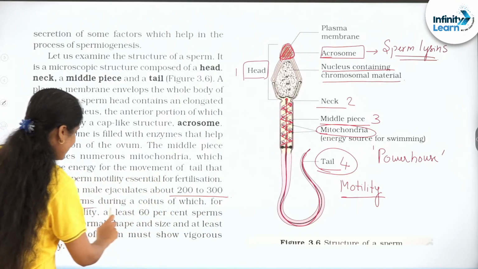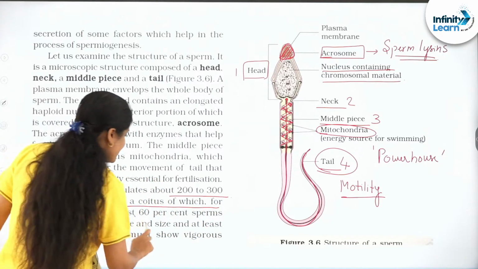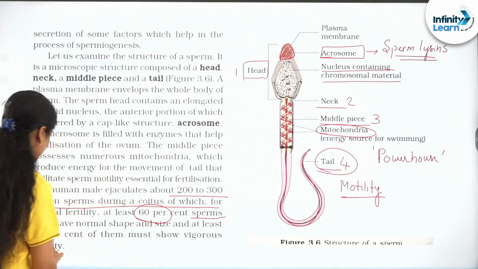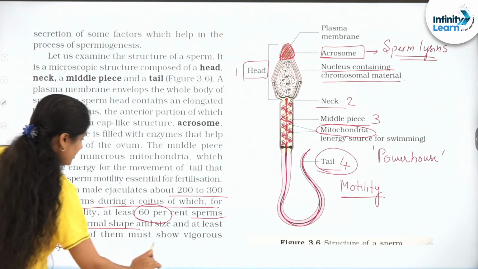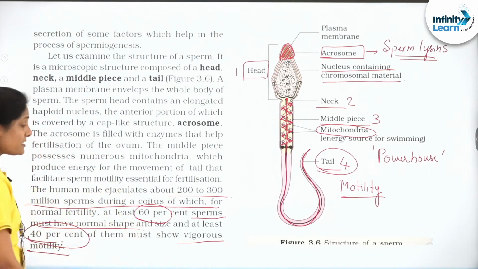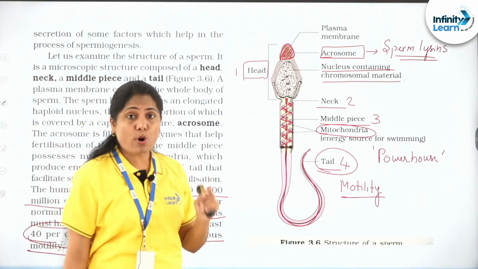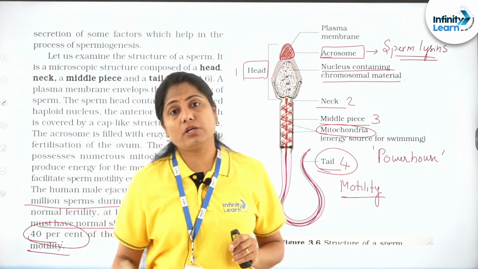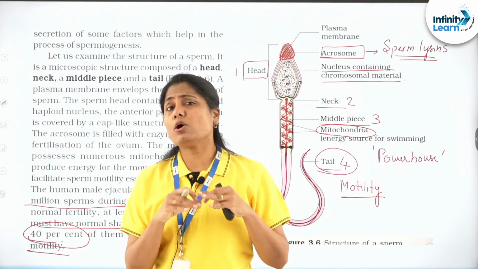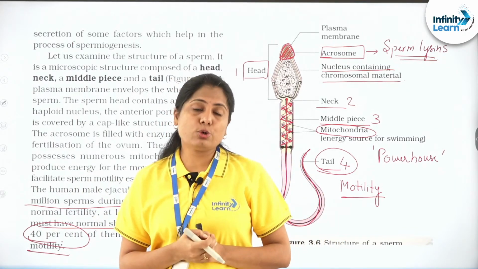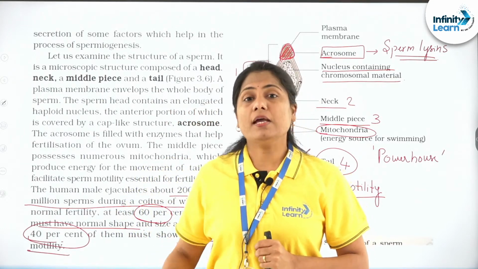200 to 300 million sperm during coitus, of which 60% must have normal shape and at least 40% should show vigorous motility. 60% should have a proper shape and at least 40% proper motility, in order for the fertilization to take place. For fertilization to take place, this percentage is very important.